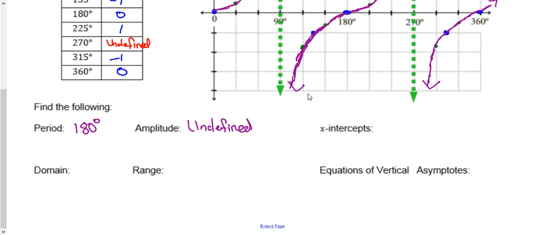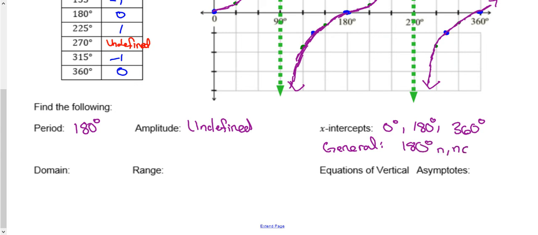Do we have any x-intercepts? Yeah, we have 3 in this case here right now. We have 0, 180, and 360 degrees. And if we ever needed to write it in general, we can write something like 180 degrees n, where n is an element of an integer. There you go, and if you had that there, you would cover off all of these coordinates there.